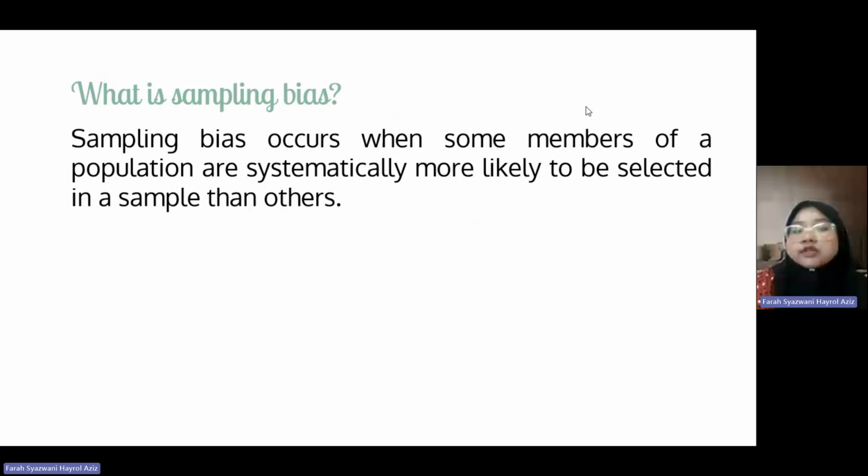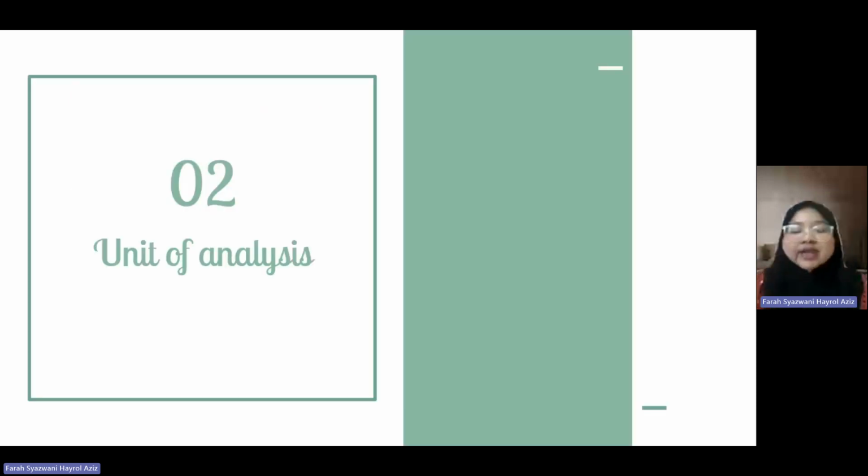Okay, and we also have sampling bias. So what is sampling bias? It occurs when some members of a population are systematically more likely to be selected in a sample compared to others.